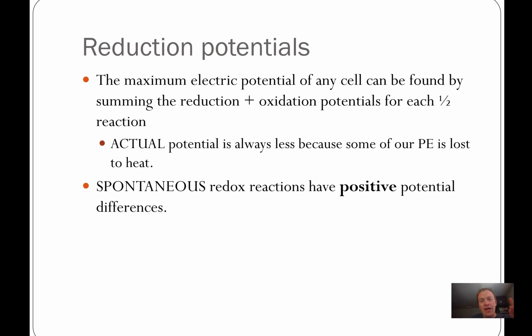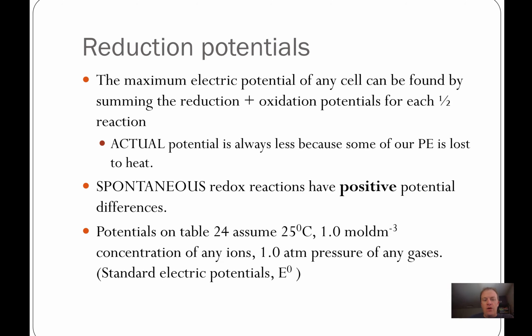And if a galvanic cell is spontaneous, by definition, galvanic cells revolve around spontaneous reactions. Spontaneous reactions are going to have positive electric potential differences. The potentials on the table, just like with the standard hydrogen electrode, assume you're running at 25 Celsius. Any concentration of any ions that are present is 1, and any gases that have to be present are at a pressure of 1 atmosphere. We'll talk more about some of the gas electrodes and some of these weirder electrodes. But yes, these are the standard electric potentials.